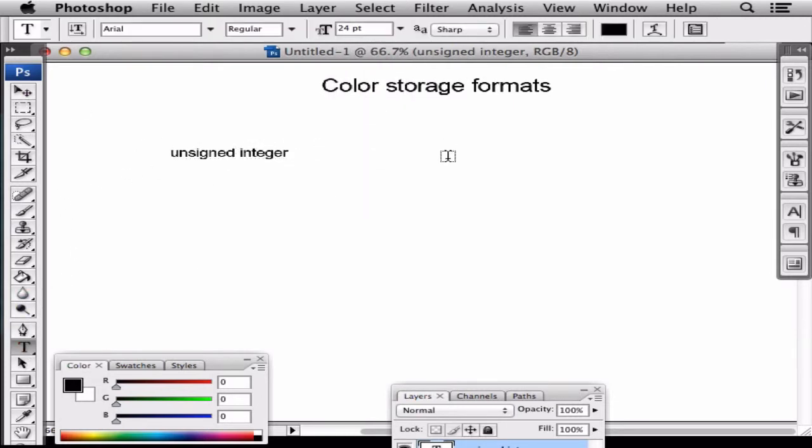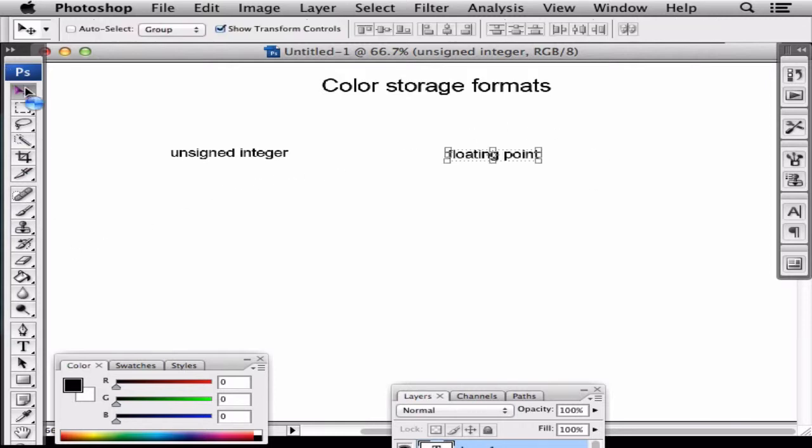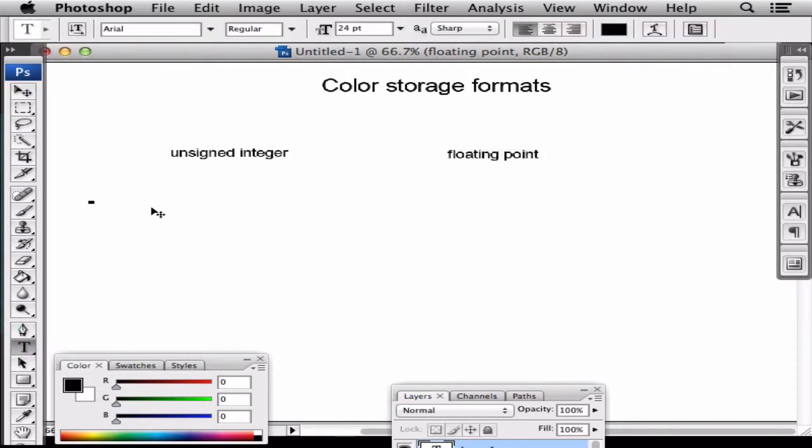And there are the formats that are based on a floating point representation. And here we usually have 8-bit formats and 16-bit formats.